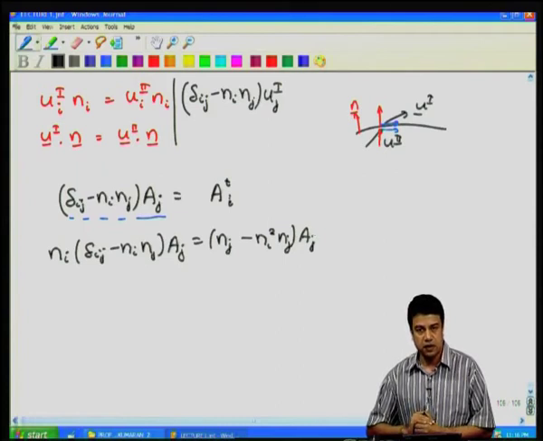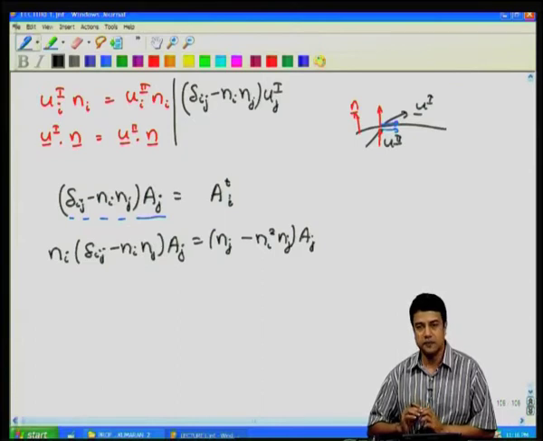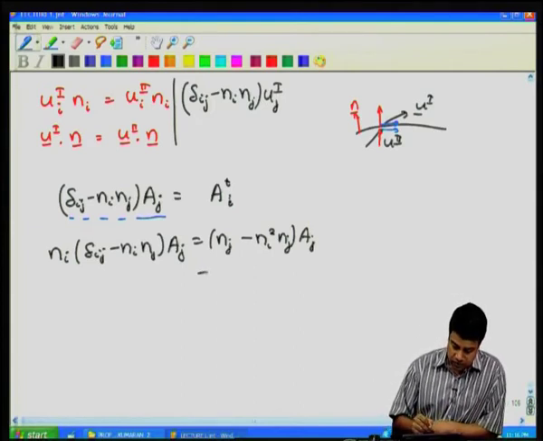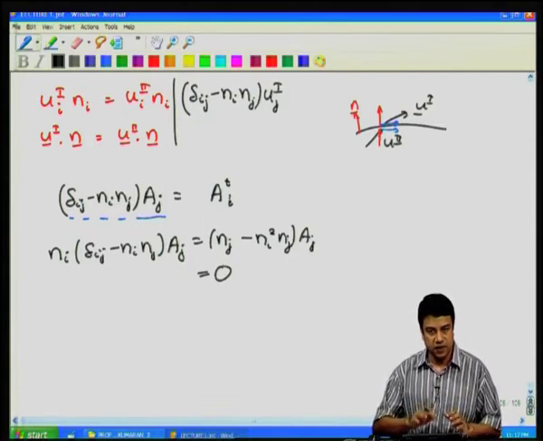What is n_i squared? As you know, when you have an index repeated two times, that means there is a summation. So, n_i squared is n_1 squared plus n_2 squared plus n_3 squared, the sum of the squares of the three components of that unit vector. The vector is a unit vector, so that sum has to be equal to 1. So, n_i squared is equal to 1. Therefore, I have n_j minus n_i squared n_j, so this whole thing just reduces to 0. Unit normal times this vector is equal to 0.